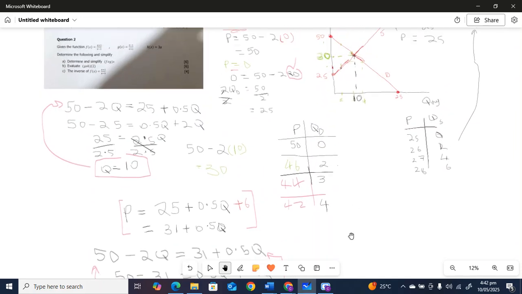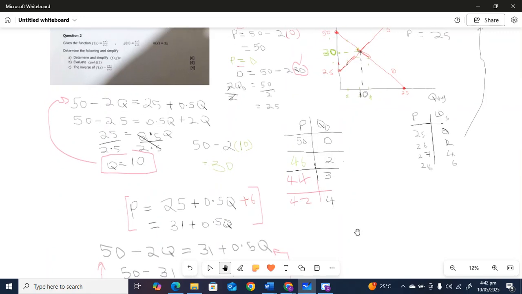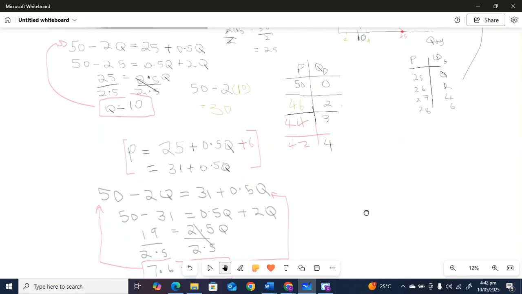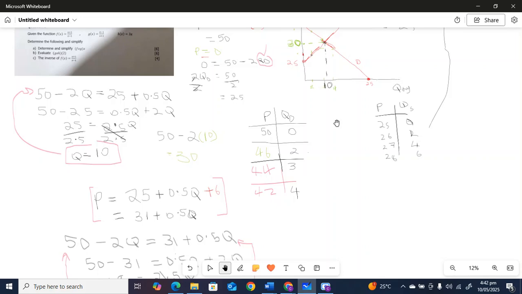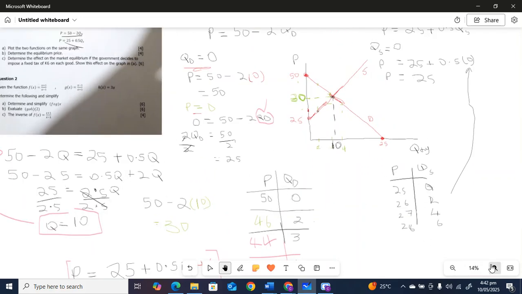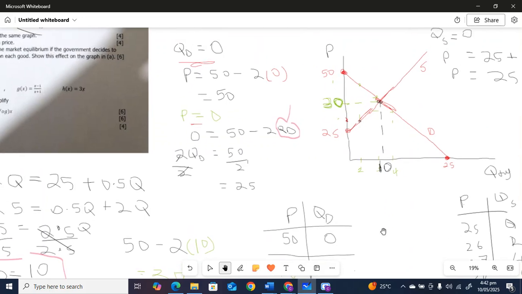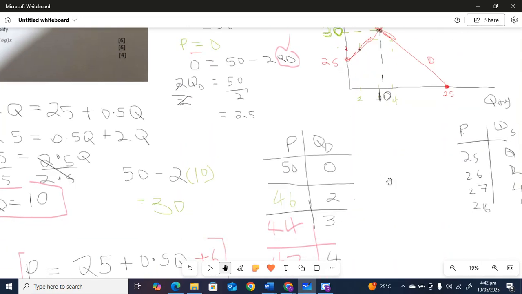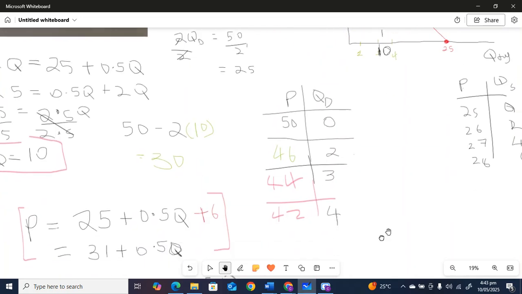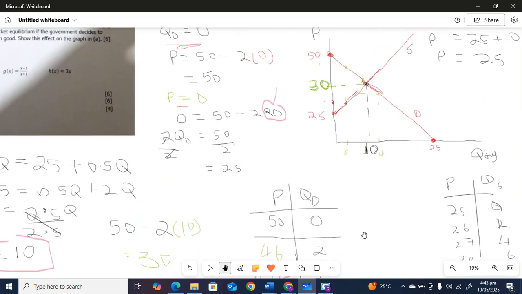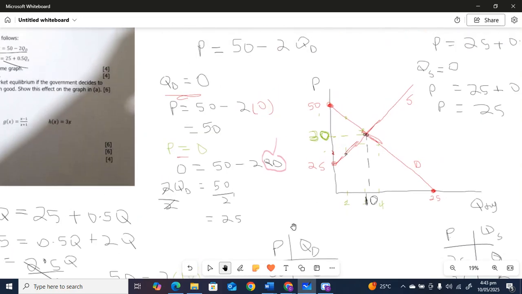So that we see on our new graph, we put the graph here. Basically what's going to happen is the supply curve is going to shift to the left. Now I want to know exactly where it's shifted to, so that we can put this new supply function and get our new point on the graph.